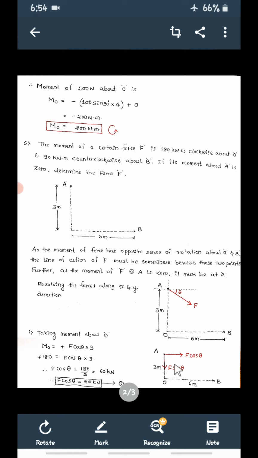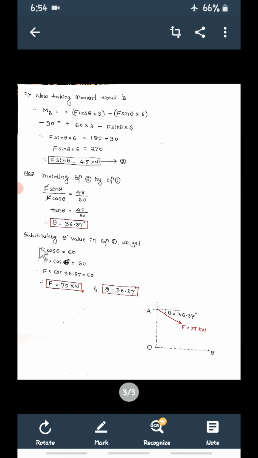So the moment of these two forces. First, MB is equal to plus F cos theta, clockwise, means F cos theta into this distance, 3 meter. Then the moment of this force is anti-clockwise, minus F sin theta into the perpendicular distance between this force and B, 6 meter. That's what we have written here. So MB is equal to plus F cos theta into 3 minus F sin theta into 6.